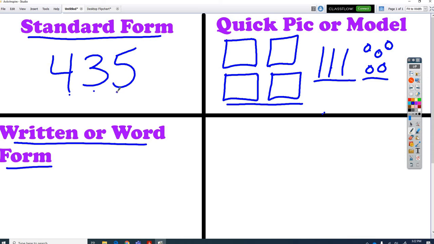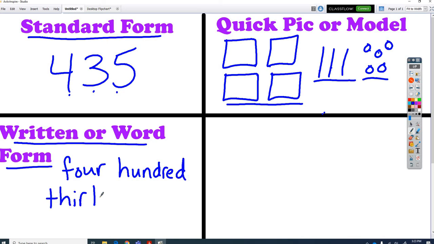Very good. And then written form, we just had to write it just like we said it, 435. So 400, and then we have to write 35. And we talked about how we put that hyphen or that dash between the tens and the ones for 35. Very good, guys. Very good. Is that what you guys got?